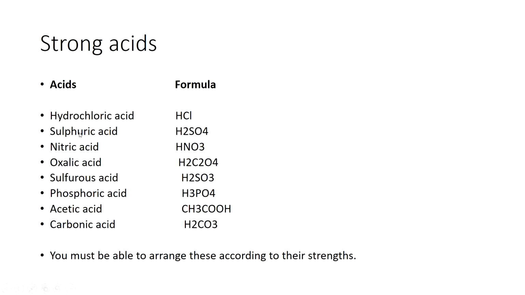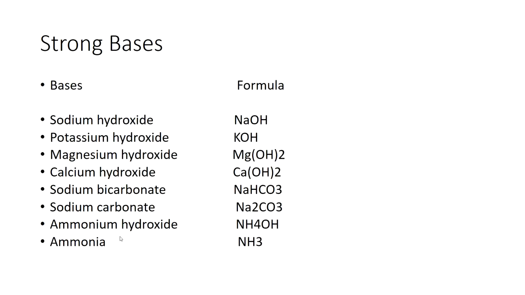Right, so you have your hydrochloric acid, sulfuric acid, nitric acid, oxalic acid, sulfurous acid, phosphoric acid, acetic acid, carbonic acid. Some of these acids you saw when we were explaining the examples of acids. And then the bases, again, you would have your sodium hydroxide, potassium hydroxide, magnesium hydroxide, calcium hydroxide, sodium bicarbonate, sodium carbonate, ammonium hydroxide, and ammonia.